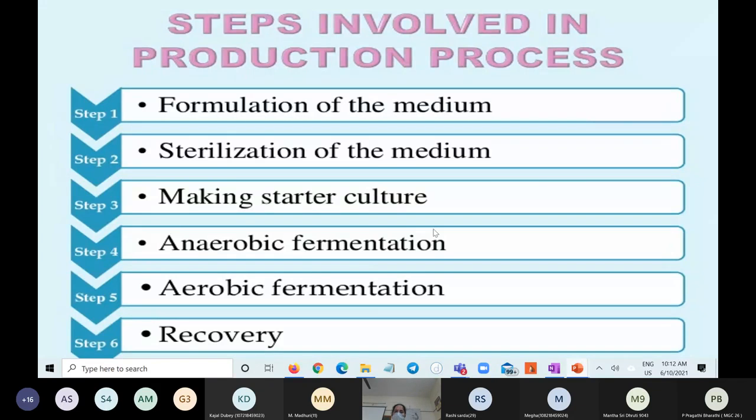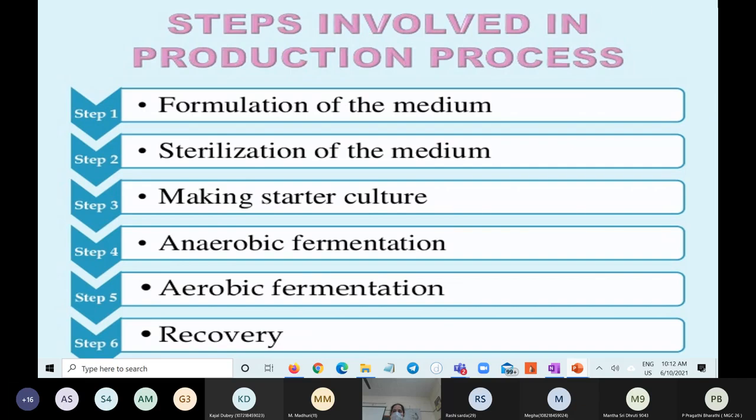Then after that, in vitamin B12 production, submerged fermentation is of two types. Firstly, anaerobic fermentation, and then by supplying the air, aerobic fermentation. So the fourth step of any industrial production using this fermentation technique will be the fermentation.